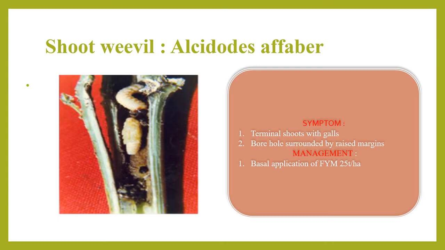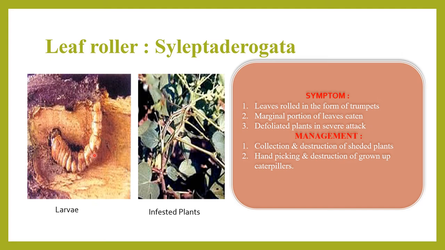And coming to the next pest, that is the leaf roller. Here the leaf roller makes the leaves roll up and the marginal portions of the leaves get eaten, and defoliation of the plants occurs with a severe attack of the leaf roller. The management of the leaf roller is collection and destruction of the shed plants, and hand picking and destruction of the grown-up caterpillars.